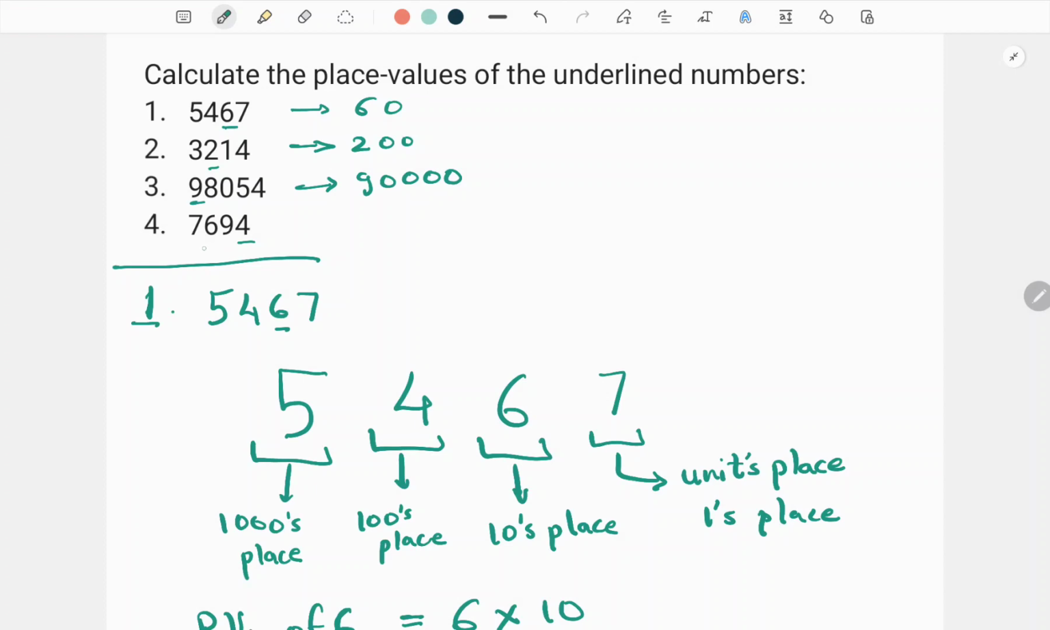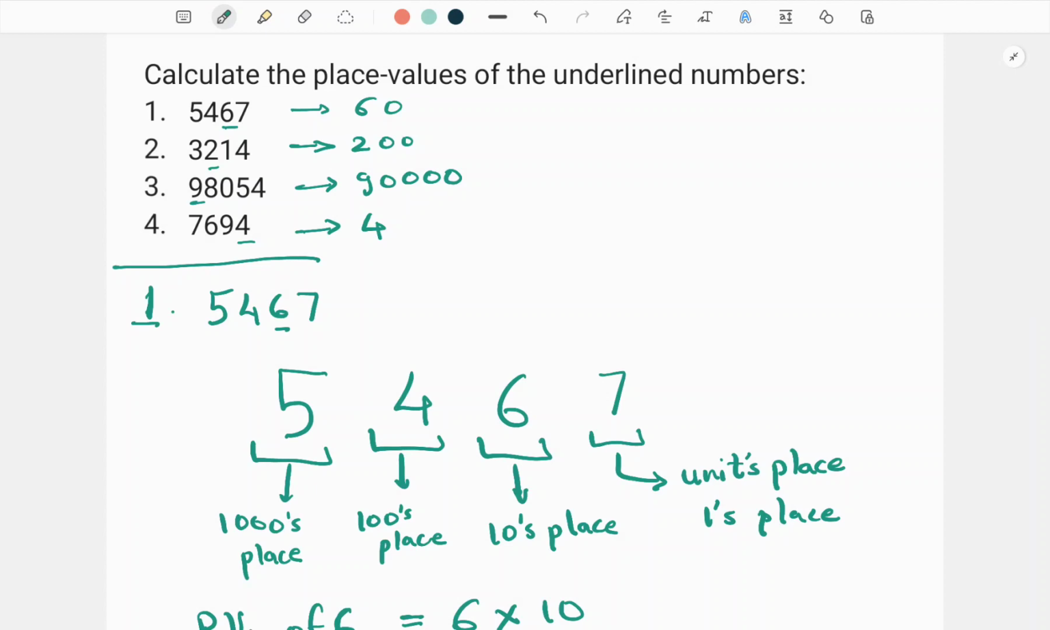And the fourth example is actually easy. 7694, and they're asking for the place value of 4. Clearly the place value of 4 is 4, because 4 is in the units place. So that's how we understand, and how we calculate, place value of numbers.